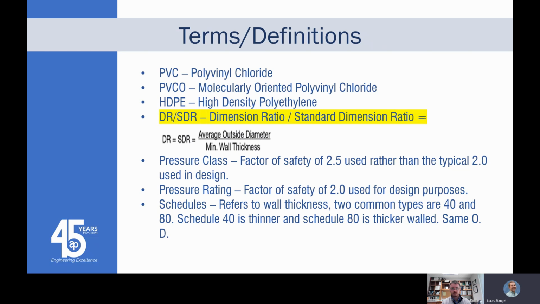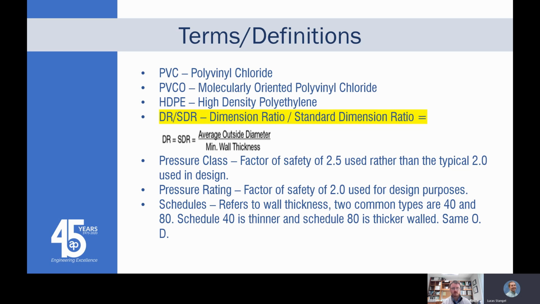You guys may want to pay attention to this, but DRs and SDRs, that's calculated by the average outside diameter divided by the minimum wall thickness to give you that ratio. Then there's pressure class, which would typically have a factor of safety of 2.5 rather than the 2.0 used in design. And then pressure rating is the factor of safety of 2 used for design purposes.